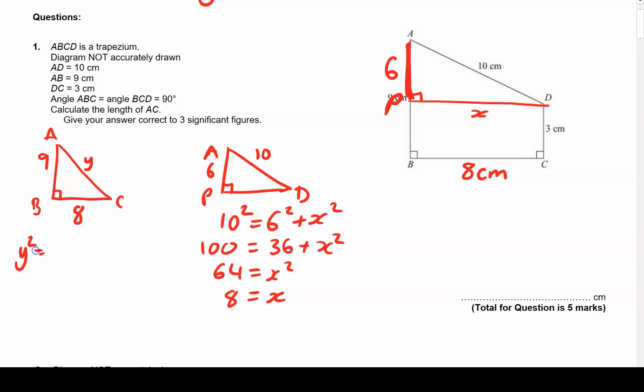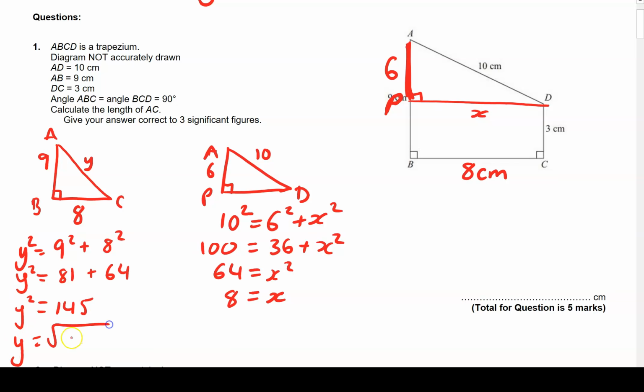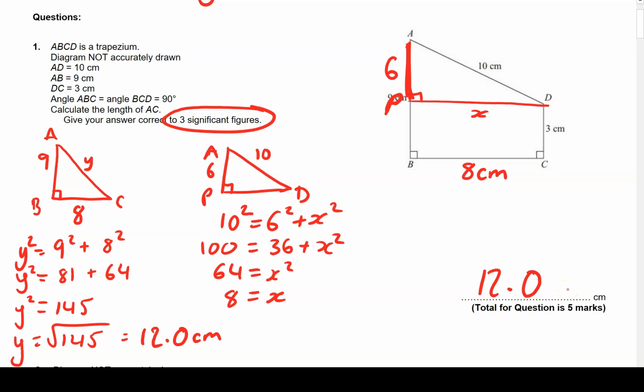So y squared is 9 squared plus 8 squared. So that's 81 plus 64. It's 145. This is all y squared. So y is the square root of 145. Then go to your calculator. It asks us for 3 significant figures. So the square root of 145 is 12.0 centimetres. It asks for 3 sig figs, so you really should put that 0 in, otherwise you've not got 3 sig figs.